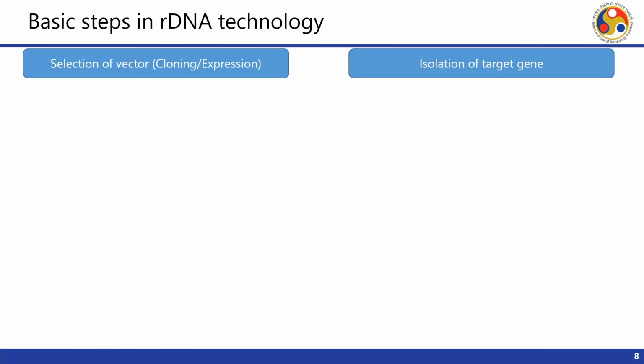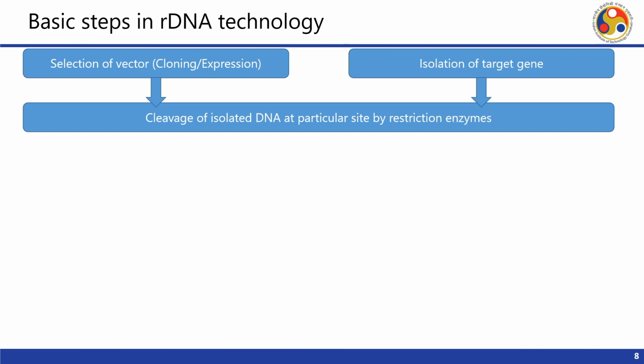Now, let us discuss the basic steps in rDNA technology. We have to go for selection of vector. It may be a cloning vector or it may be an expression vector. On the other hand, we have to also think about isolating the target gene. Then we go for cleavage of the isolated DNA at a particular site by restriction enzyme. We make a cut in the vector, and we also need to digest the DNA chromosome where our gene of interest may be lying. So, this we have already briefly described in the general scheme.